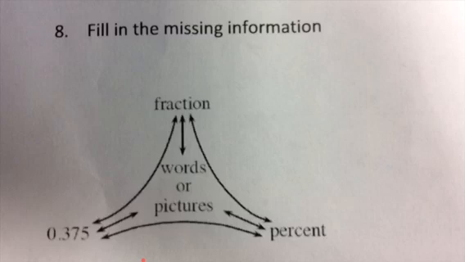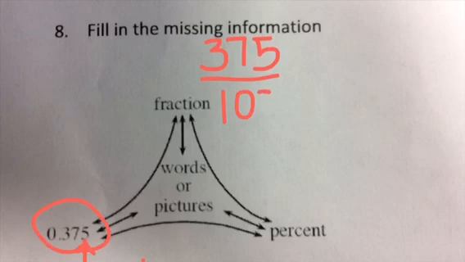All right, only two problems left. Number 8. The first one says I have 0.375. Now, how would you really read that fraction? Well, you read it by the place value of the 5. So this is 375 thousandths. Okay? Yeah, I can simplify that.